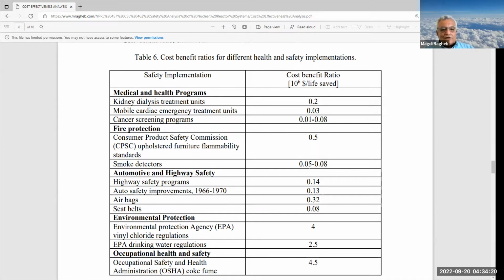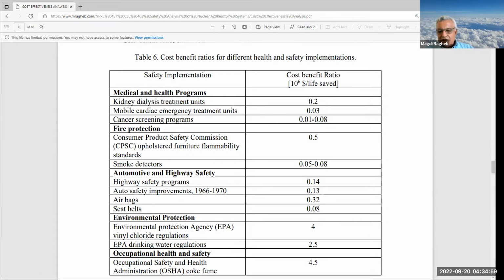Smoke detectors is only $50,000 to $80,000 per life saved. So that's why everybody in their homes right now, we do have, all of us somehow, smoke detectors, because you could see it's very cheap to save a life. Not for an individual, $50,000 to $80,000. That's a cost to all of society. So for all of society, we save a life with a cost-benefit ratio of 50,000. I can translate this into dollars from millions of dollars, $50,000 to $80,000.